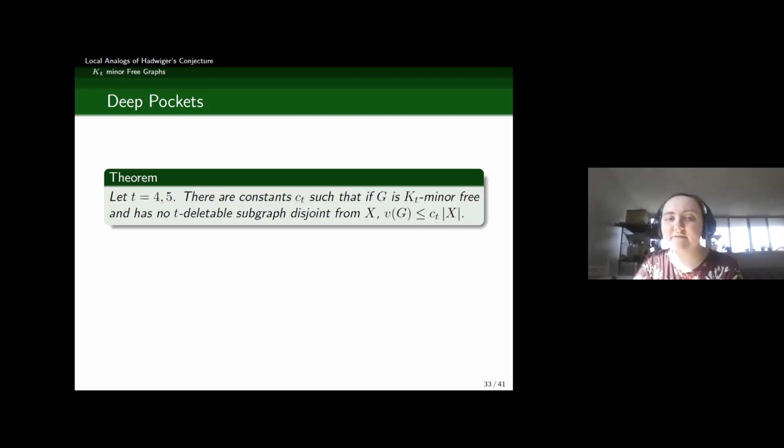Now, the constant for t equals 4 is something like 11 or 12. The constant for t equals 5 is really terrible. It's something like 43 times the constant that Postle gets, which is also pretty large. So this is not the kind of algorithm you want to be running if you have any other choice. This is really just for big graphs.